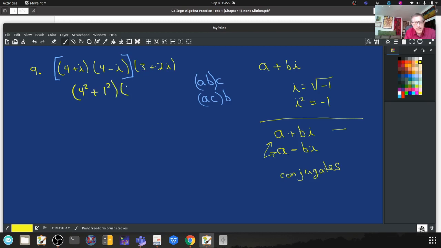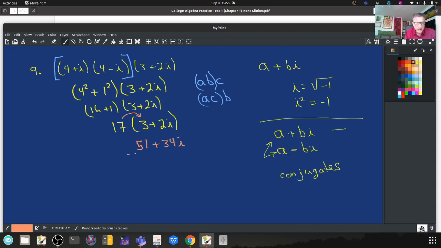And then I'm going to multiply that by 3 plus 2i. So 4 squared plus 1 squared is 16 plus 1. But 16 plus 1 is 17, which I'm multiplying by 3 plus 2i. Now it's just distribution. So 17 times 3 is 51, and 17 times 2i is 34i. And that's the answer.